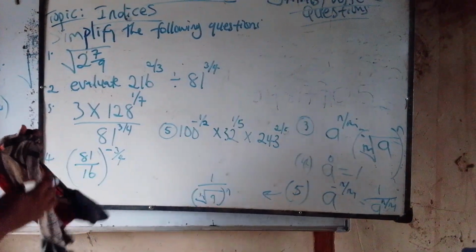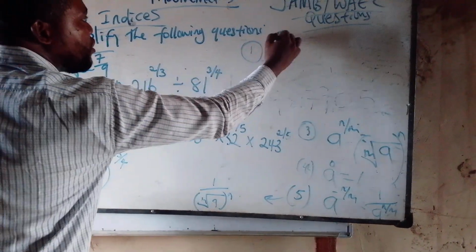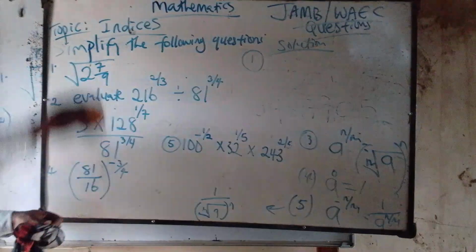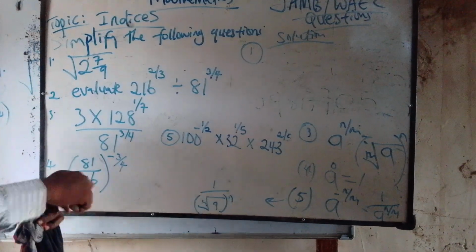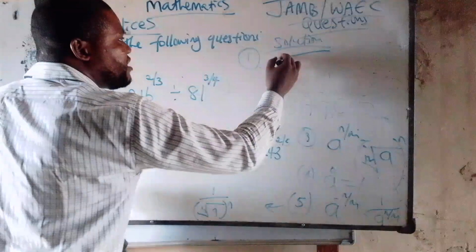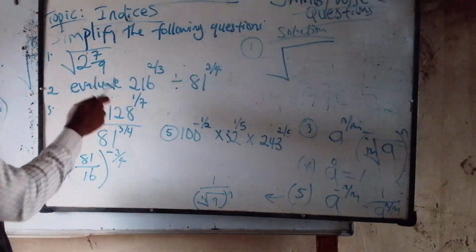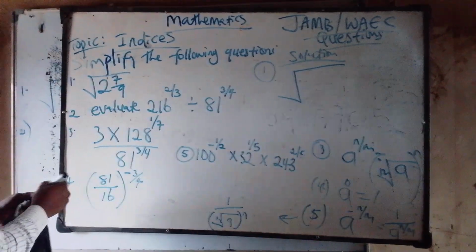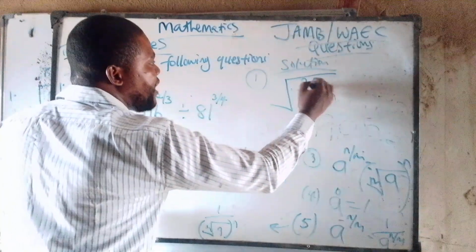Look at number 1 here. Simplify the solution. Solution to question number 1. This is a mixed fraction. It's usually 2 times 9 is 18. 18 plus 7 is 25. I will then have 25 over 9.